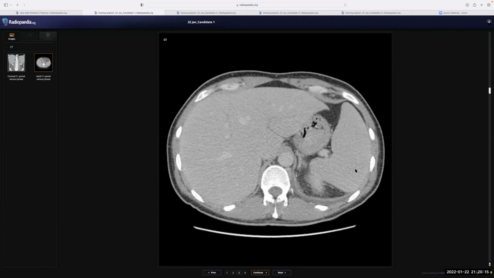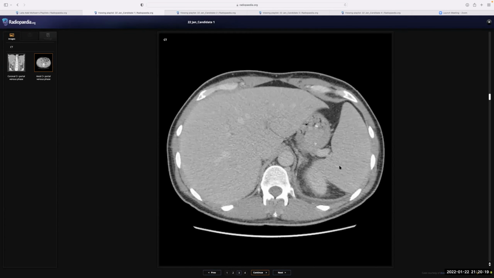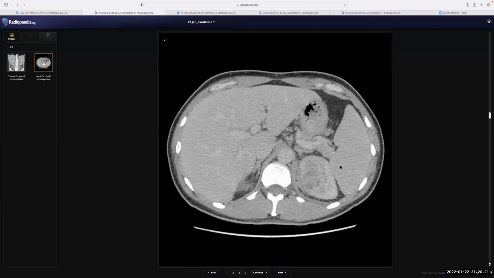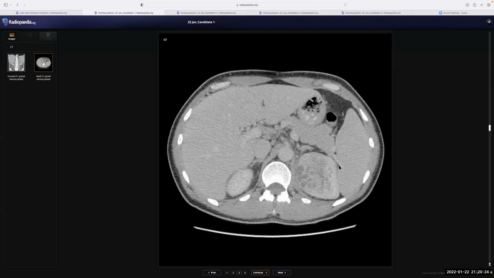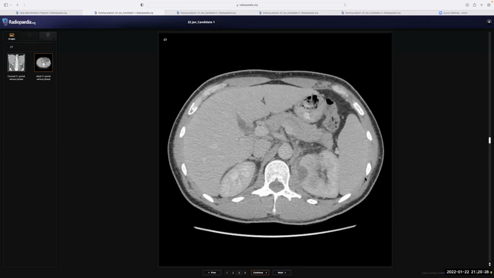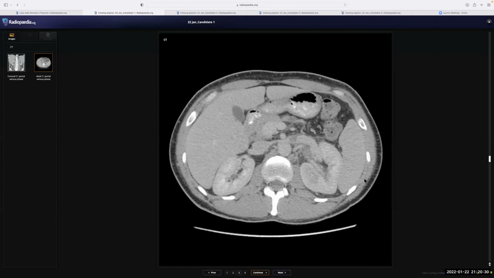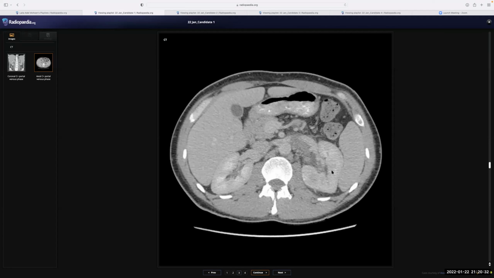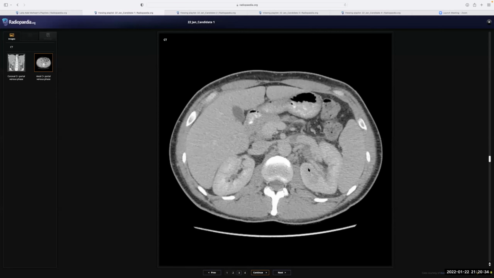So the patient has high inflammatory markers. Is there any other possibility? If the patient has high inflammatory markers, then another possibility can be renal pyelonephritis, which can present like this, with the filling defect within the left renal vein as part of infection, and there is some stranding as well. So the other differential is pyelonephritis.